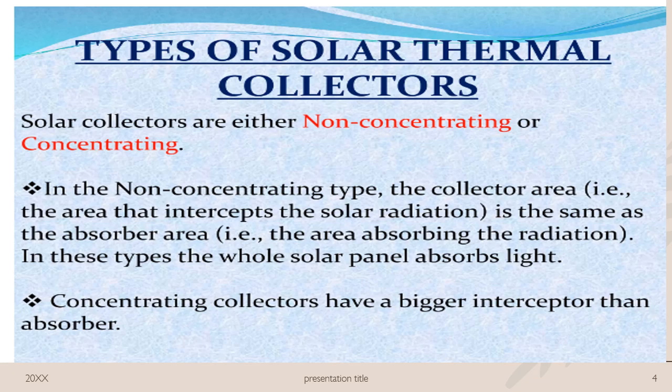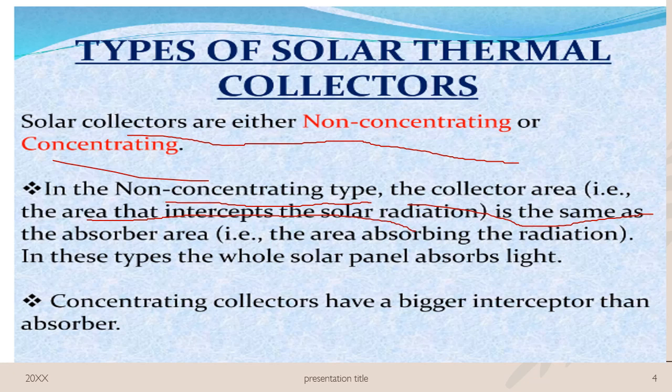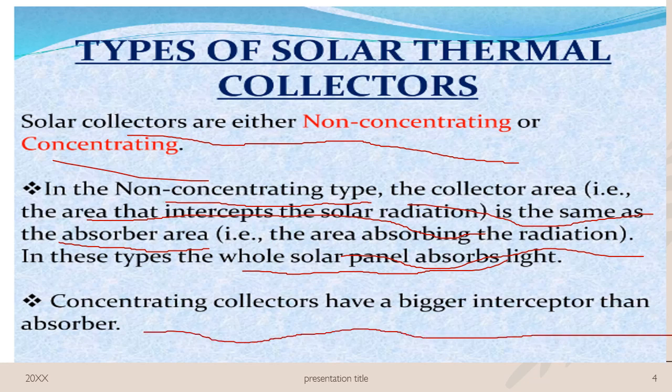Types of solar thermal collectors. Solar collectors are either non-concentrating or concentrating. In the non-concentrating types, the area that intercepts the solar radiation is the same as the absorber area, that is, the area absorbing the radiation. In this type, the whole solar panel absorbs the light. Concentrating collectors have a bigger interceptor than the absorber.